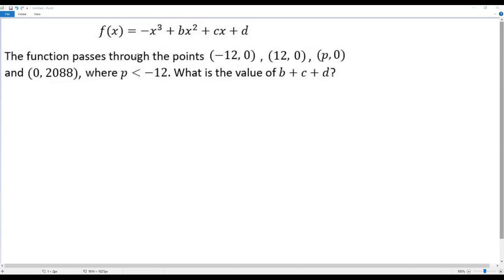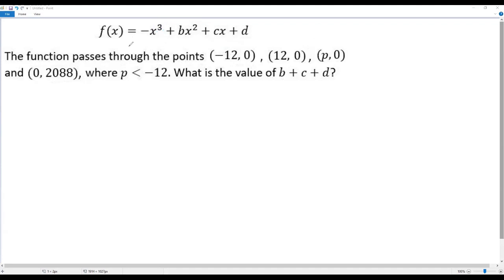Okay, here we have a cubic function. In this cubic function, we have to find the value of the three constants over here, b, c, and d, so that I can get the value of b plus c plus d. Since it's a cubic function, if I write this function in factored form, how many linear factors will I get? I'll be getting 3 linear factors, because the degree of the cubic function is 3.